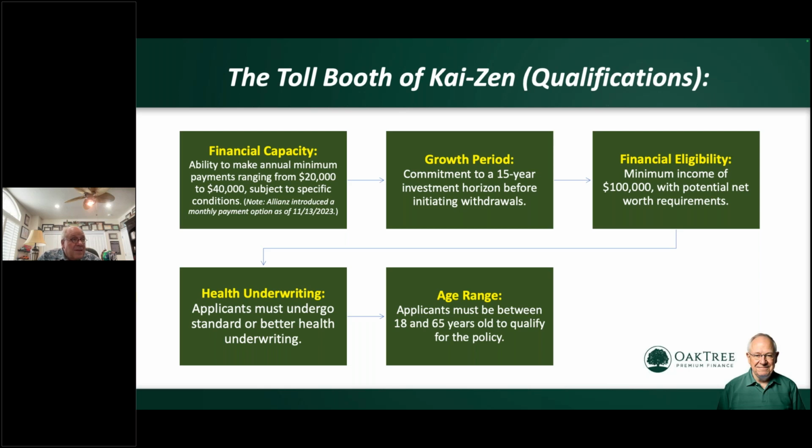Financial capacity, the ability to make annual minimum payments ranging from $20,000 to $40,000, subject to specific conditions. Allianz introduced a monthly payment option this last November. So you have to have a pretty good payment per year. Second, you need to give it some time. This seeding, you can't pull up a seed every week. You can't pull up the plant to see if it's working. Commitment to a 15-year investment horizon before initiating withdrawals.